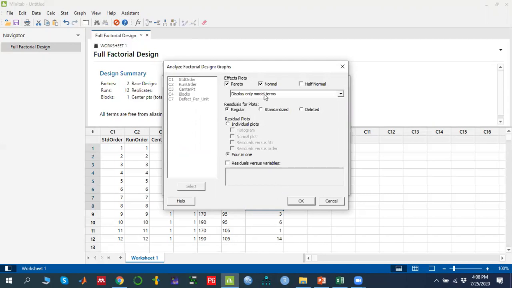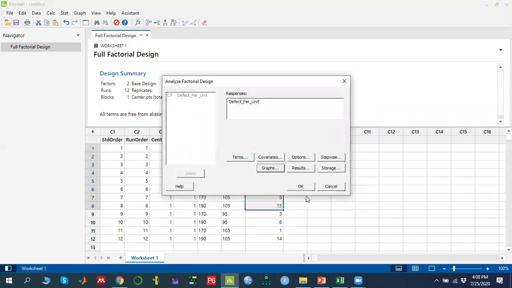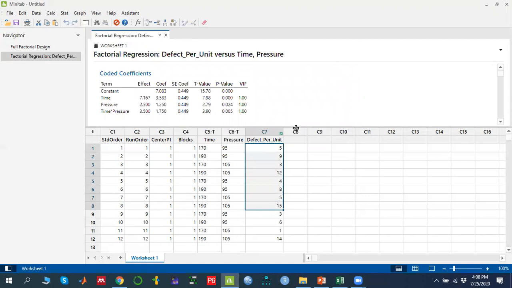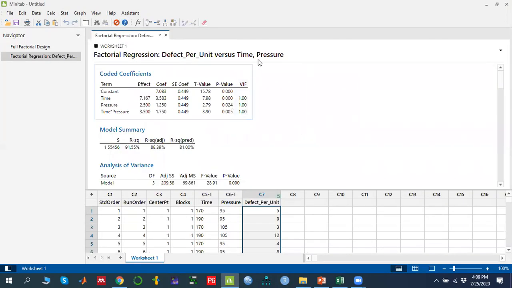In Display, we are saying only show the model terms and not show us those factors which are not significant. So press OK, and in Results, press OK. After clicking, what we are getting first on the output is called the coded coefficients. Right now we are getting the p-value against the time factor, the p-value against the pressure factor, as well as the p-value against the time and pressure interaction.